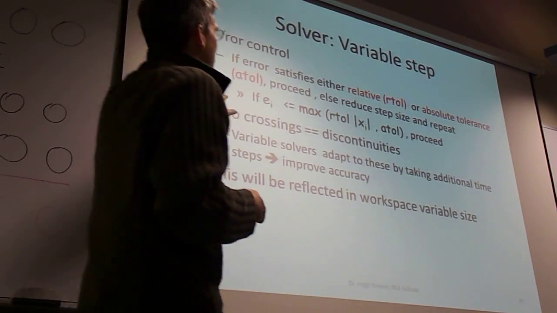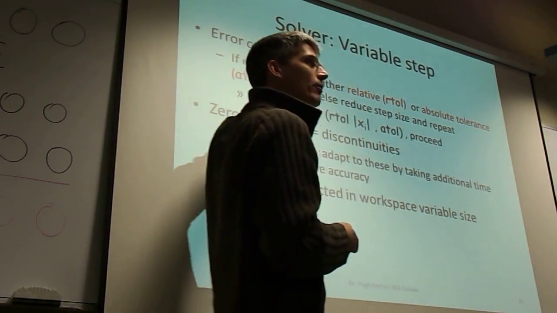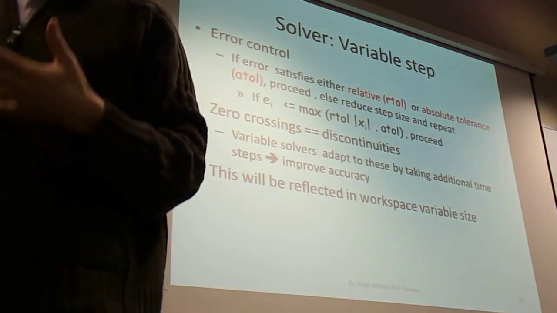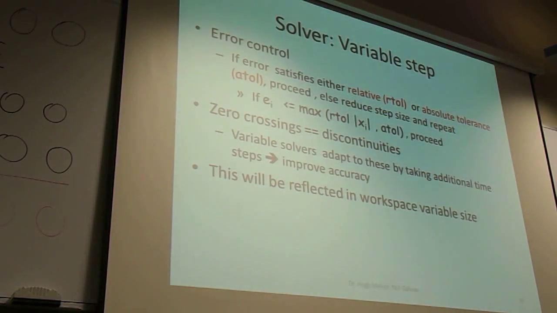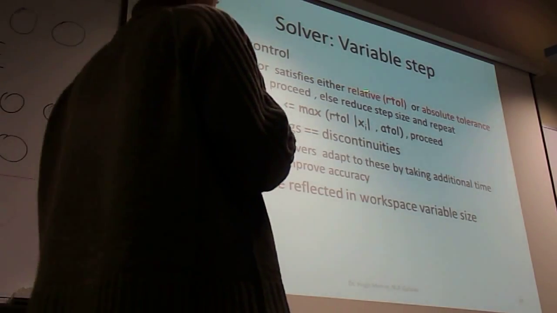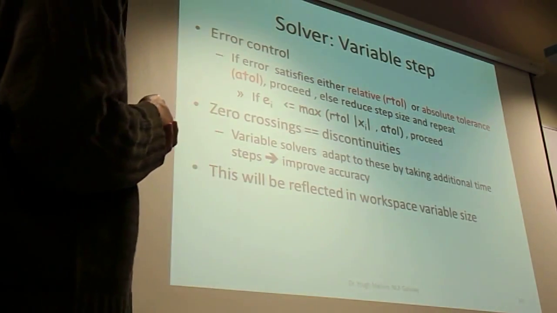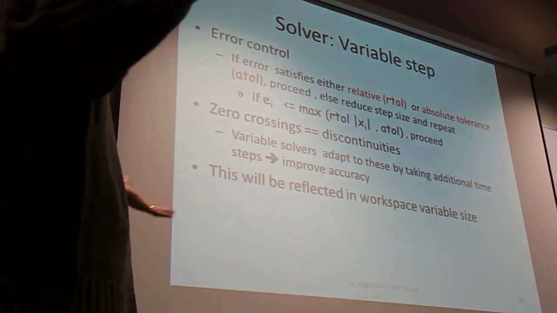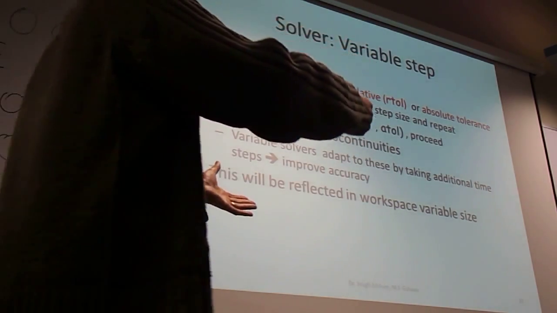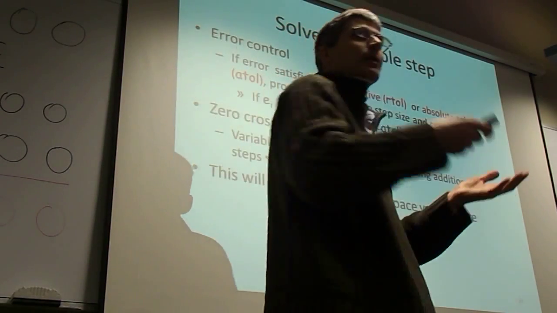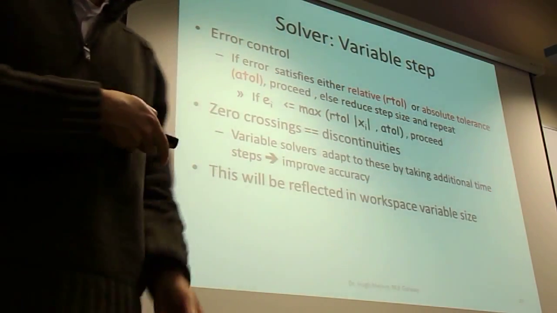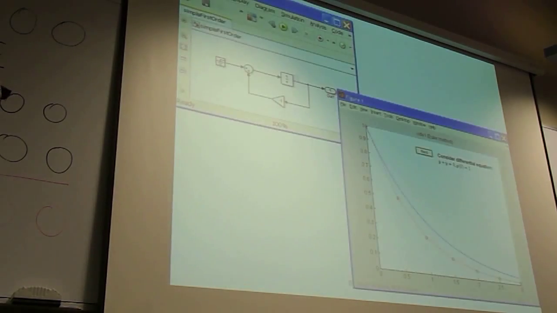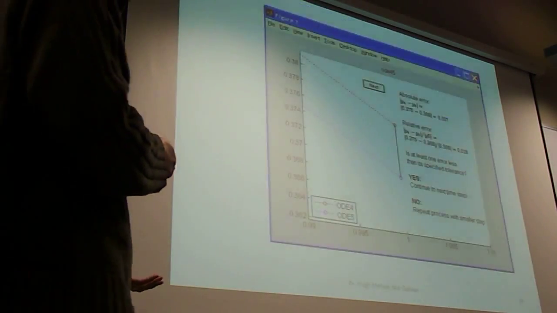So this is the algorithm that works in the background. At each step, Simulink does this, and if it finds that either of those tolerances is acceptable, it goes on. Else it reduces the step size, continues, and checks the error until it comes within the acceptable limits. And eventually you get a value, and the model completes.